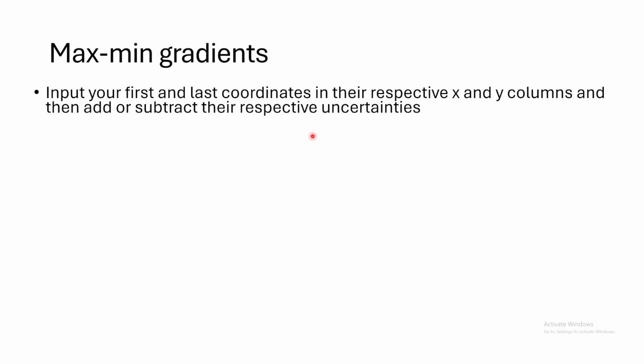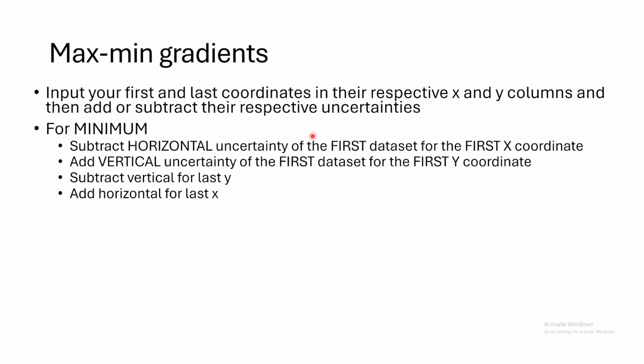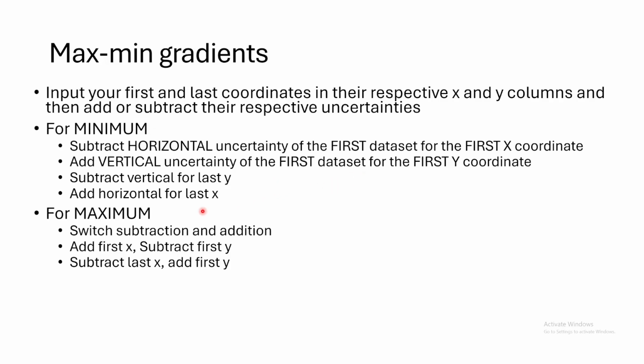And what you do, with your Excel calculations, is input your first and last coordinates and then add or subtract their respective uncertainties. It depends which point and which maximum or minimum it is, but it will all make sense when you see it in action. So for the minimum, for your first point, subtract horizontal for your X coordinate, and then add vertical for your Y coordinate. For your last point, subtract vertical and add horizontal. For maximum, just switch the subtraction and addition around.